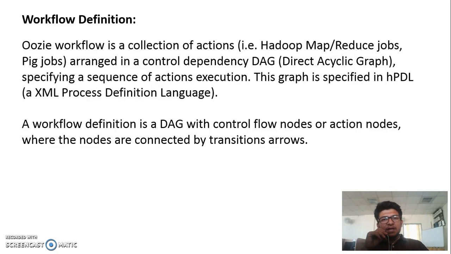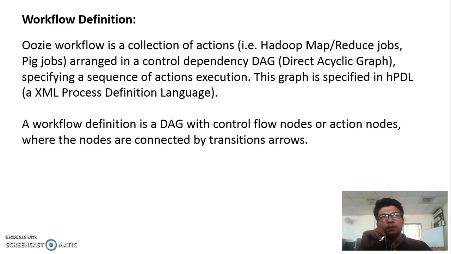Now, in order to understand how Oozie works, we need to understand a few basic terms. So let us start with them one by one. So first, let us understand what a workflow is. Oozie workflow is a collection of actions arranged in a control dependency DAG, that is a directed acyclic graph, specifying a sequence of actions execution. This graph is specified in HPDL, an XML process definition language.